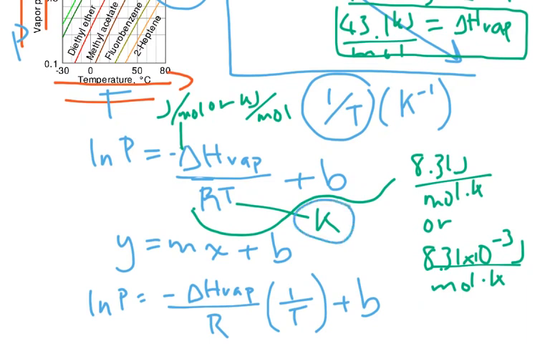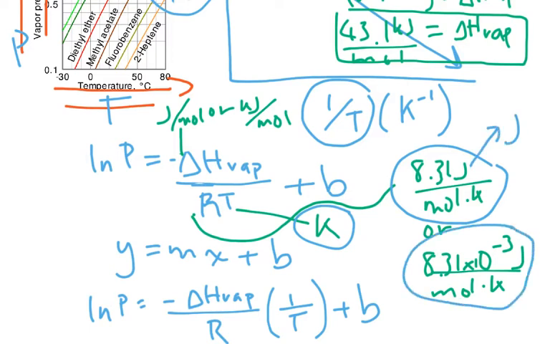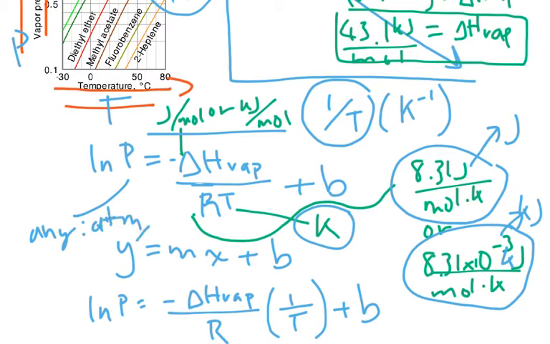R will be the gas constant, either 8.31 joules per mole times Kelvin if you're dealing with joules, or 8.31 times 10 to the negative 3 kilojoules per mole times Kelvin if you're dealing with kilojoules. And delta H of vaporization is in joules per mole or kilojoules per mole, depending on which one you're dealing with. And pressure can actually be anything that's related to pressure, such as atm, bars, or even torr.